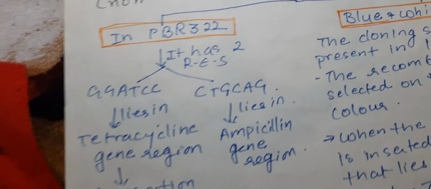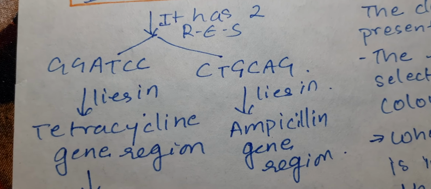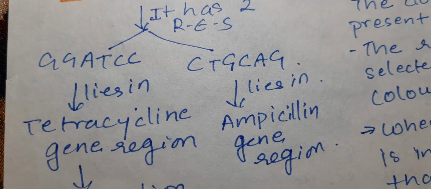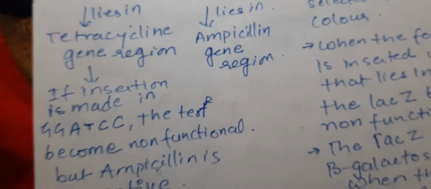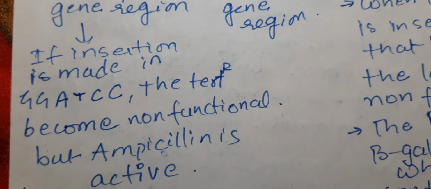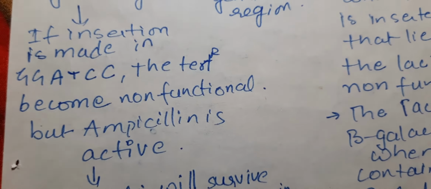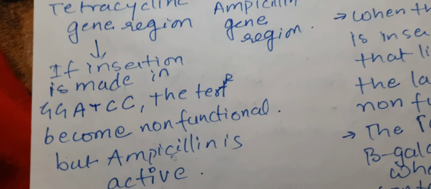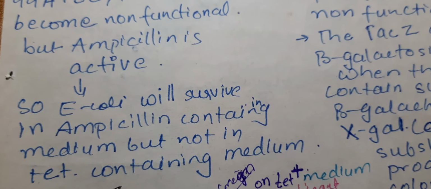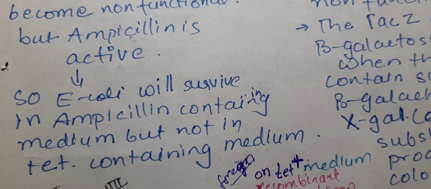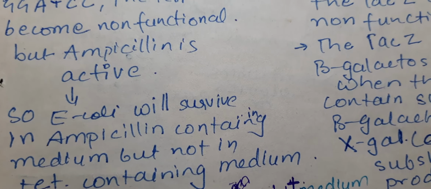So we'll first study this in pBR322. Now this has two restriction endonuclease sites, one is BamHI, GGATCC, which lies in the tetracycline region, and another one lies in the ampicillin region. If the insertion is made in the tetracycline region, then the tetracycline resistance gene will become non-functional, but the ampicillin resistance gene will be active. So E. coli will survive in ampicillin containing medium, but they will not survive in tetracycline medium because the tetracycline resistance gene is non-functional now.